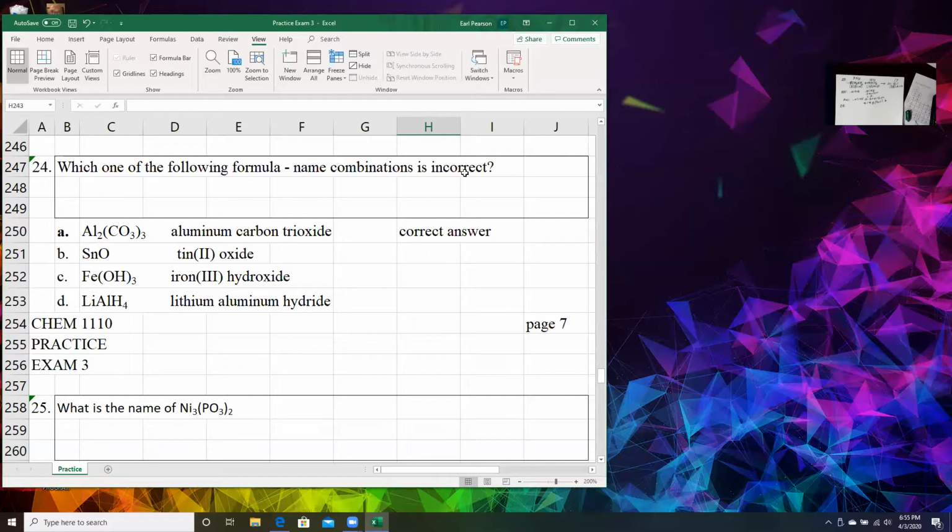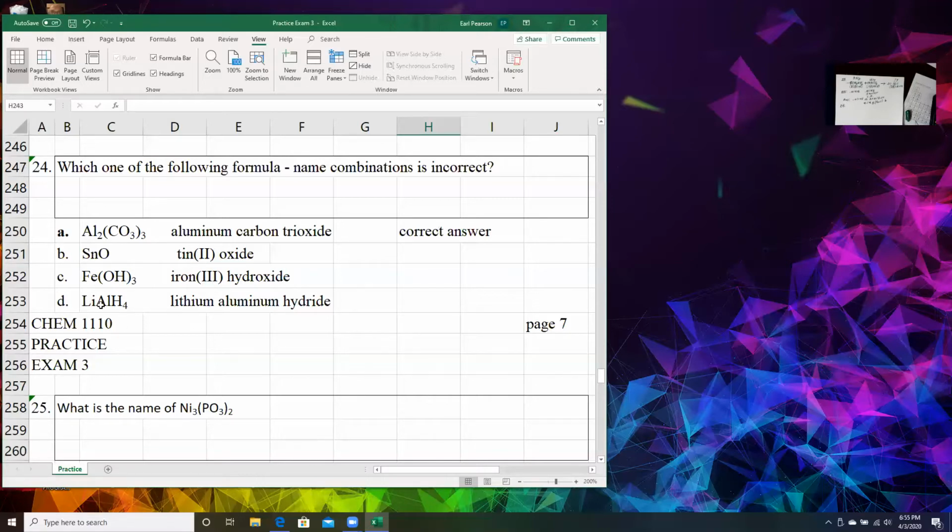So which one is incorrect? Hey, I hit it right on the first one. But let's explain why the other ones aren't correct. What is correct? Well, tin is combined with oxygen. Tin does require a Roman numeral. Oxygen is always minus 2, which makes the tin plus 2, so it is tin(II) oxide. This is iron and this is hydroxide ion, so that's correct. There's 3 of them, and hydroxide is minus 1. So with minus 1 times 3, the iron has to be plus 3, so it is iron(III) hydroxide.